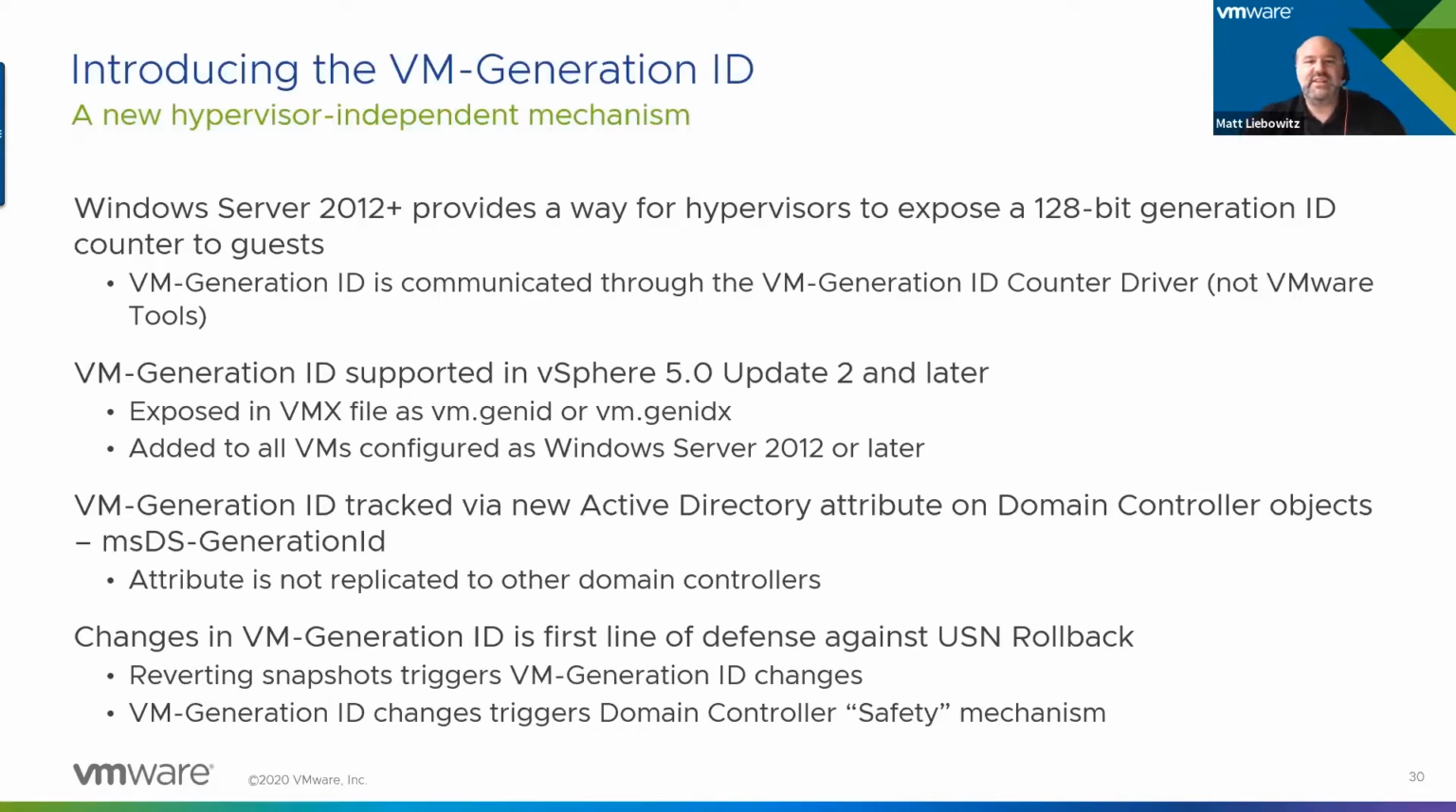Now, this generation ID value is tracked in a new attribute in Active Directory for the domain controller object called MSDS-generation ID. Importantly, that attribute is not replicated to other domain controllers. You'll see why that's important in a second. Anytime the generation ID is changed, that kicks off these virtual machine safety features. That's the first line of defense against USN rollback that Sandra just spoke about. Reverting a snapshot, a number of other operations will trigger this and kick off the safety features.